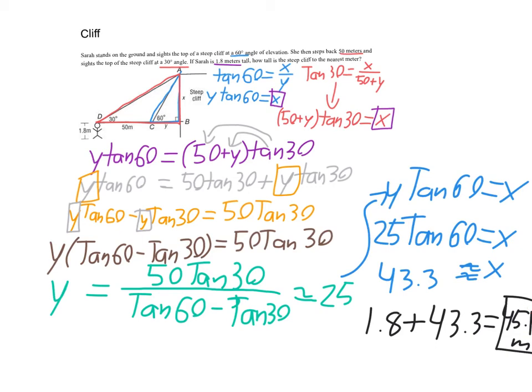Note, folks, that I did not do any sort of calculations until the very end. But if you wanted to, you could solve for your tan 30 early, your tan 60 early, and round those off. I chose not to.